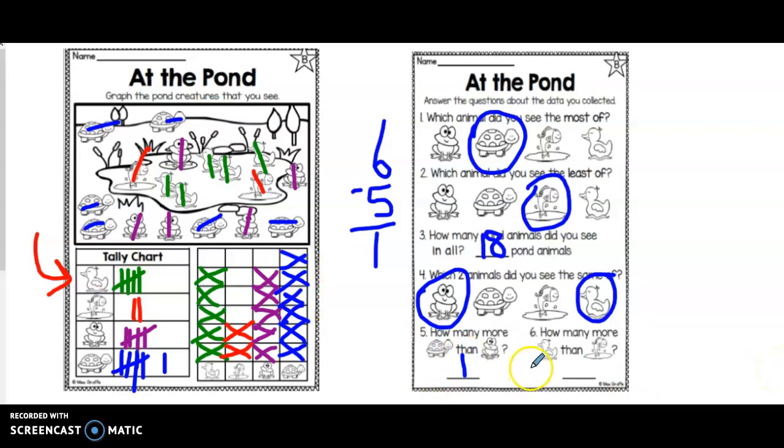How many more ducks than fish? So if I'm going to compare ducks to fish, I see that I've got 5 ducks and 2 fish. So I could do 5 minus 2 equals 3. Or I could compare the bars again and see that there's 5 here and there's 2 here. So we want to make them equal, or see how many squares we need to fill to make them equal. So I'd say 1, 2, 3. Either way, we got 3 for both. And that's how I would do that.